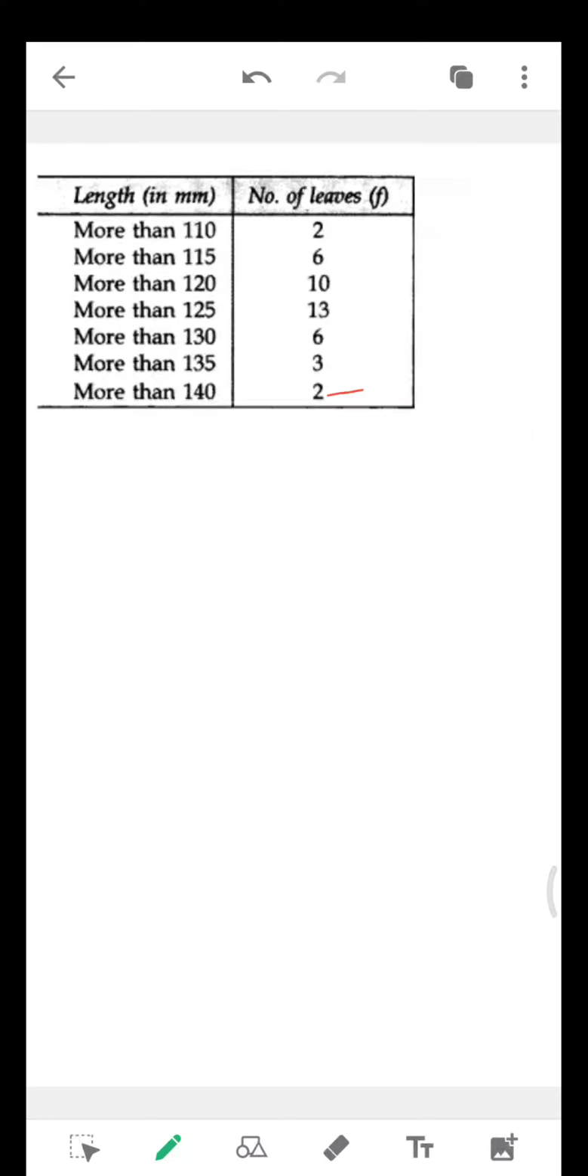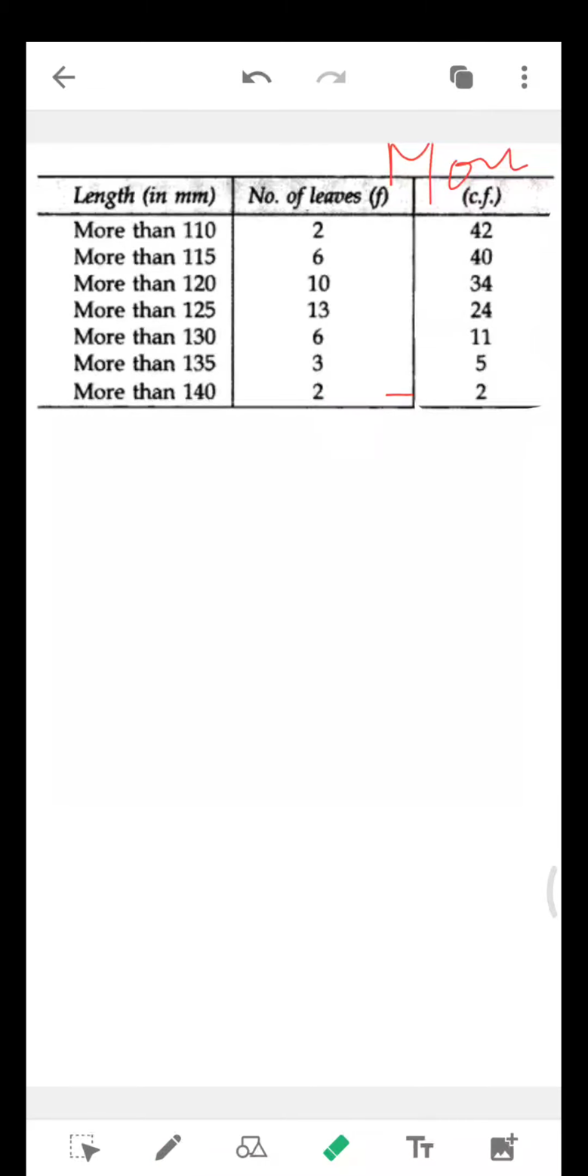So 2 we write as it is. Then we'll add 2 plus 3, that becomes 5. Then 5 plus 6 becomes 11, and 11 plus 13 becomes 24. So you should go on and add it, and you'll get the more than cumulative frequency here, greater than, or you can say more than cumulative frequency.